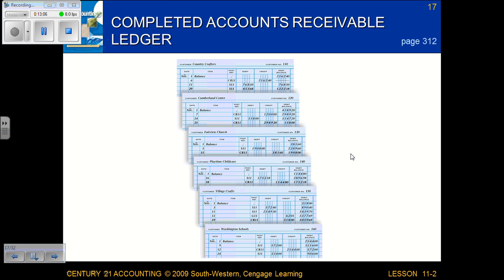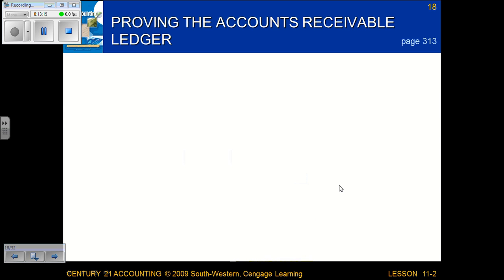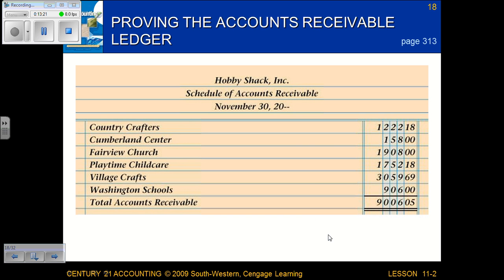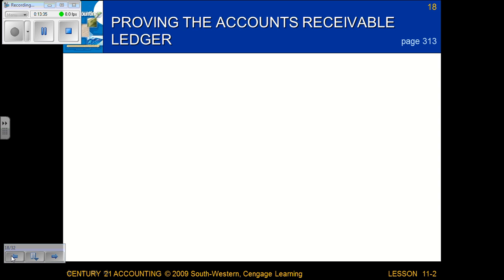When we have all of these done at the end of the month, we want to make sure that everything matches, that we've done everything right, because we don't want to have an unhappy customer. So what we're going to do is fill out our schedule of accounts. And here we see the schedule of accounts. Just like we had a schedule of accounts payable, this is our schedule of accounts receivable. Very simple to do. We are going to go through and just list in here from the ledgers.